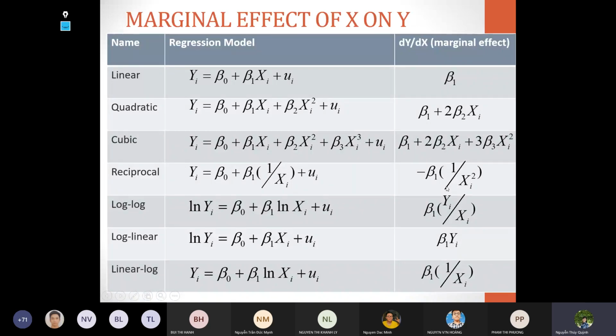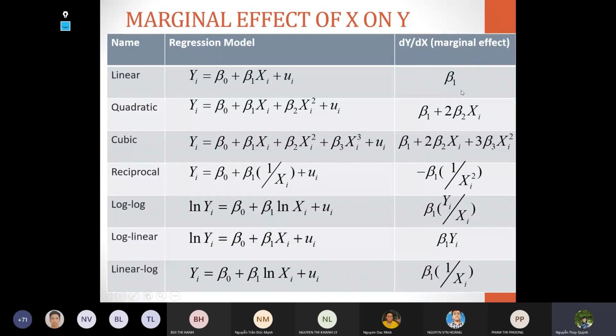Also we have other marginal effects of x on y for a log-log model. The marginal effect of x on y depends on the value of both x and y, like this. For a log-linear model, the marginal effect of x on y depends on the value of y. And for a linear-log model, the marginal effect of x on y depends on the value of x. So you can see that the marginal effect of x on y is changing for nonlinear regression models. It is constant only for the linear functional form.